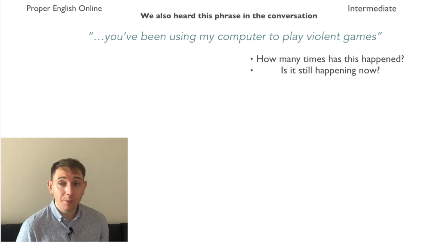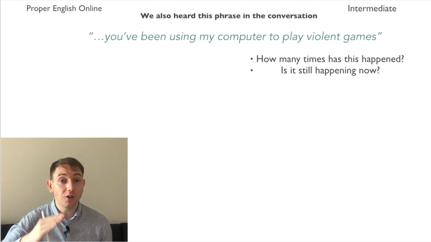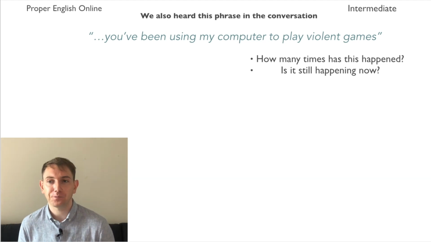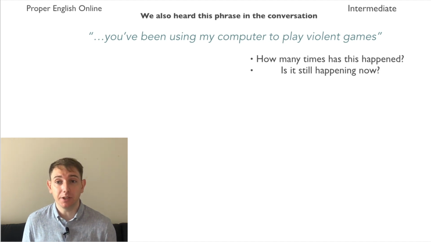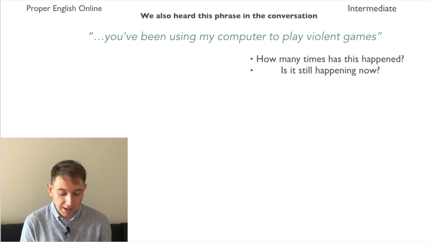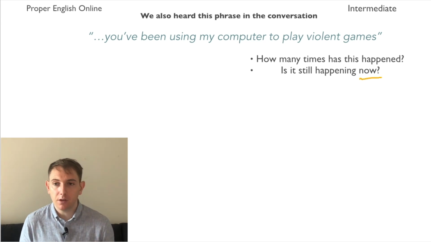Okay, so how many times has it happened? A lot of times. You've been using my computer many times. Is it still happening now? Well, yeah, it's continued until now. You've been doing that until now. So here we've got the present perfect continuous. This one we use to talk about some past actions. We're not specific about the time, but they continue until now. They're still happening. All right?